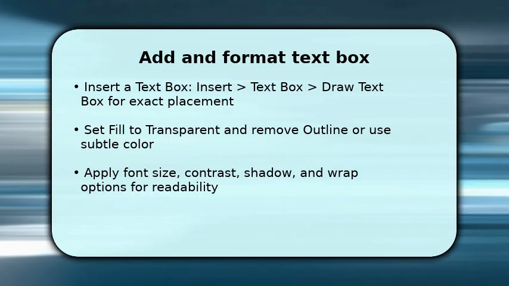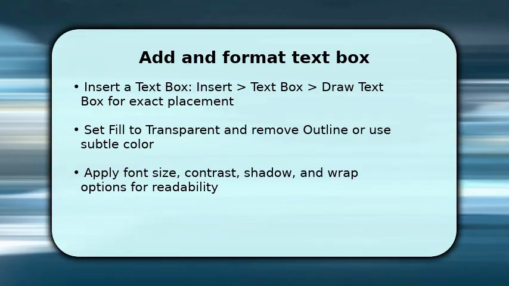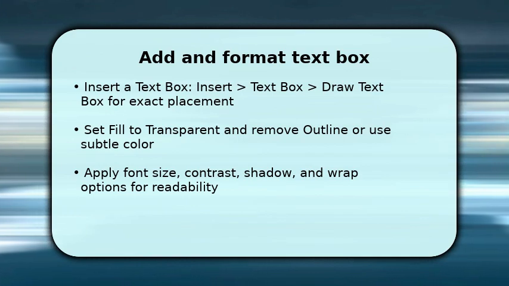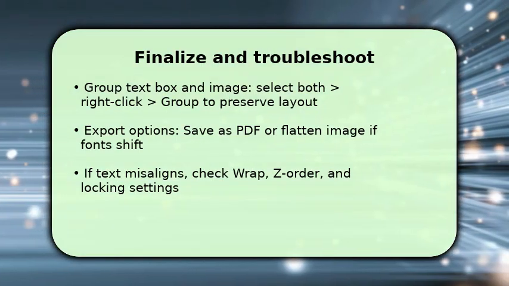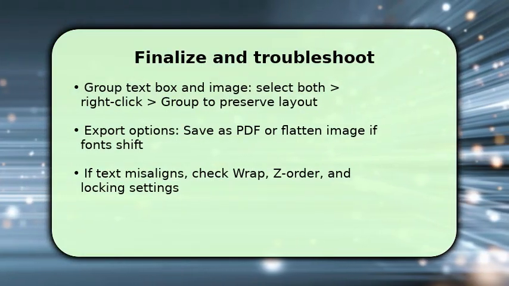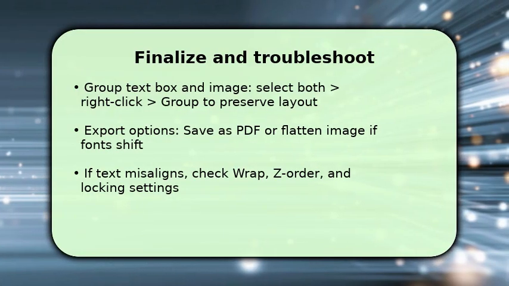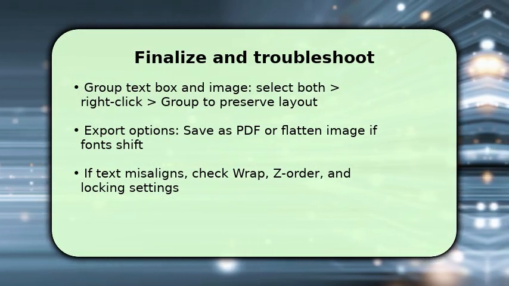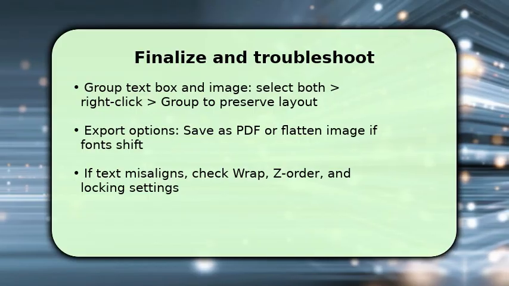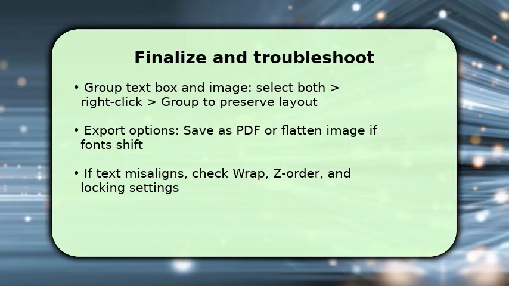Choose high contrast font colors, adjust size and line spacing, and consider a subtle text shadow or semi-opaque rectangle behind the text to maximize legibility against busy backgrounds. To finish, fine-tune alignment, then group the text box and image. Select both, right-click and choose Group so they move together. Once grouped, confirm printing and export by saving a copy as PDF to lock layout across platforms.